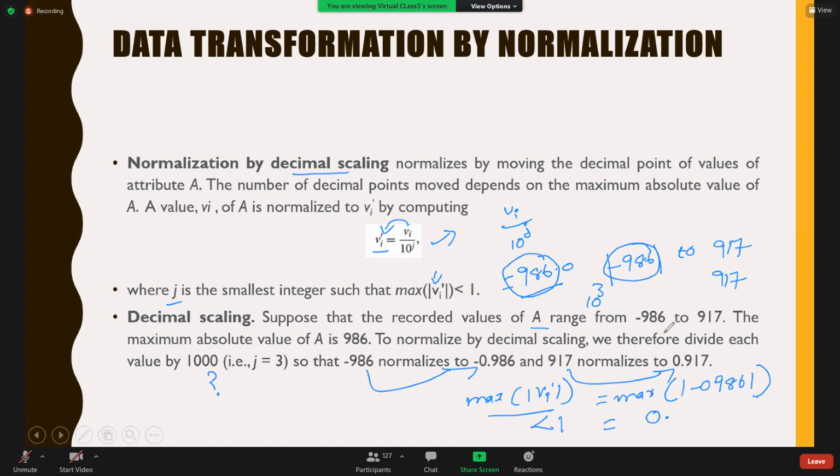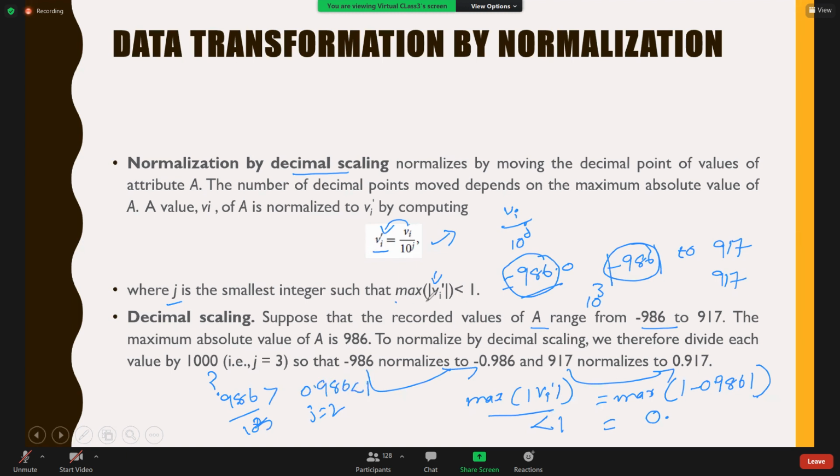what is the number to be used for division? So what is the number? If you consider j as 2, and you divide this 986 by 10 square, what is the value that you will be getting? 9.86. It is greater than 1. So if you divide with 10 power 3, then you will be getting 0.986, which is less than 1.